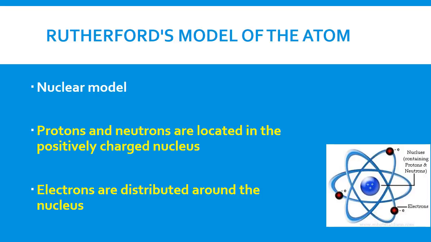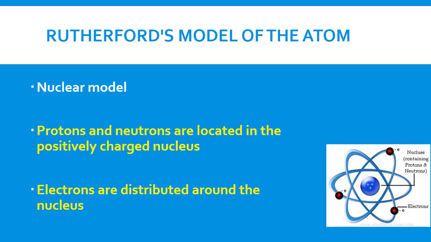Now, if we look at Rutherford's model of the atom, also known as the nuclear atom, he proposed that the protons and neutrons were located in the positively charged nucleus. So in here, which is the nucleus, we have our protons and neutrons. Electrons are distributed around the nucleus and occupy almost all the volume of the atom. So this is where we'll find our electrons, and they occupy almost all the volume of the atom.